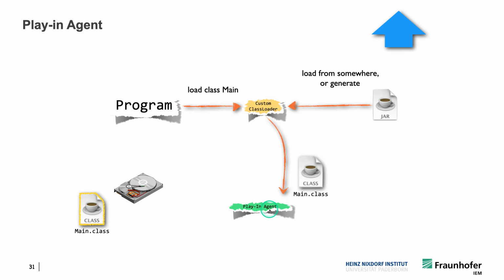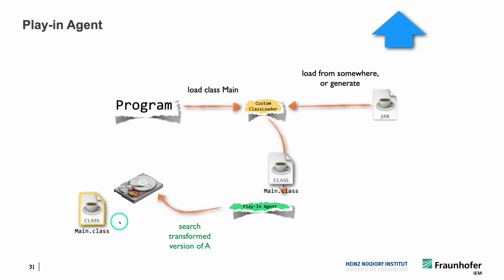And now the play-in agent looks into its class repository here to see whether it has already seen this class. So it basically tries to do a match to see, do we have a transformed version of this class? And typically this match is done by the fully qualified name, right? So if this class is called foo.bar.main and this is called foo.bar.main, then we have a match. But there are some exceptions. I'll show that to you later. But let's assume we have a match, okay?